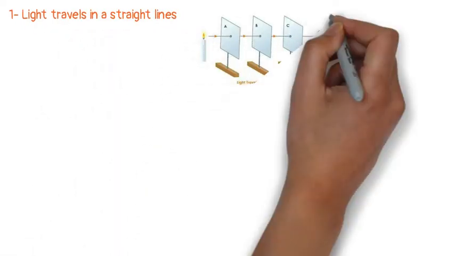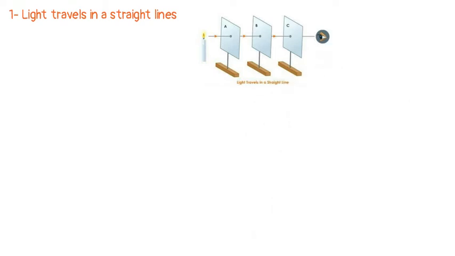As you see in this picture, we have 3 card papers, each with a hole in the middle at the same straight line or the same level, and we put a candle. As we look through the holes in the card papers, we will see the flame of the candle. But if we move one of these card papers slightly, we will not be able to see the flame of the candle. Why? Because light travels in straight lines.